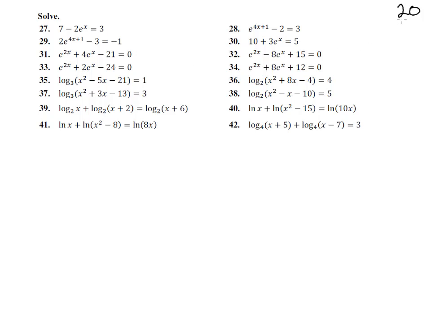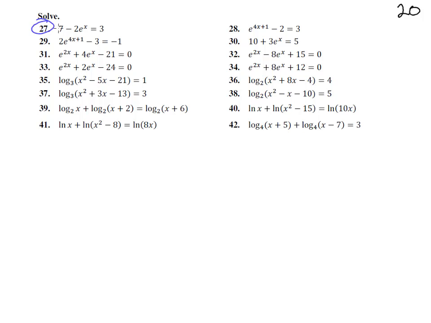Here we are on page 20 with the numbers 27 through 42. Quite a few of them here, and we're just expected to solve. You'll see exponentials and logarithms, so everything we've learned about the rules of exponentials and logarithms and their domains and ranges will come into play. Number 27. 7 minus 2 e to the x equals 3.